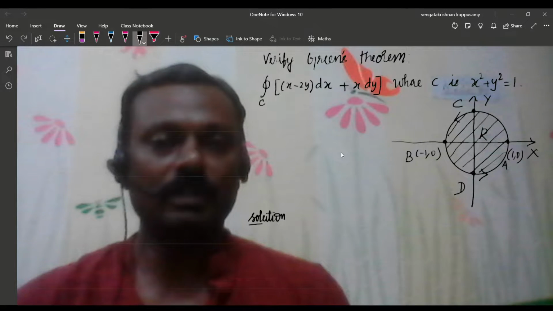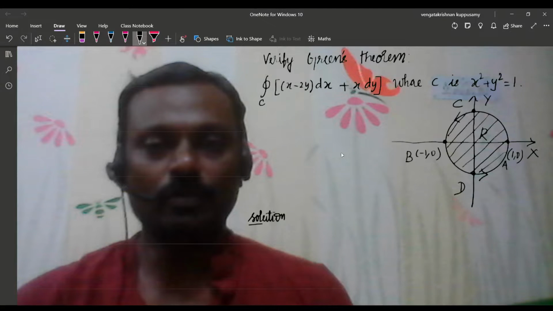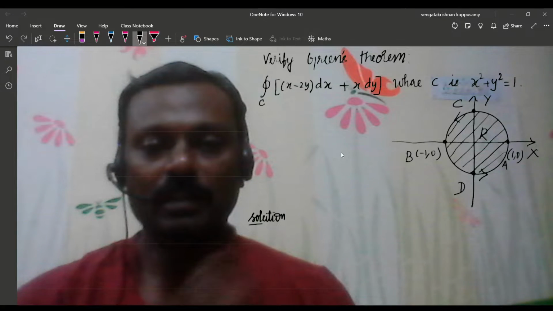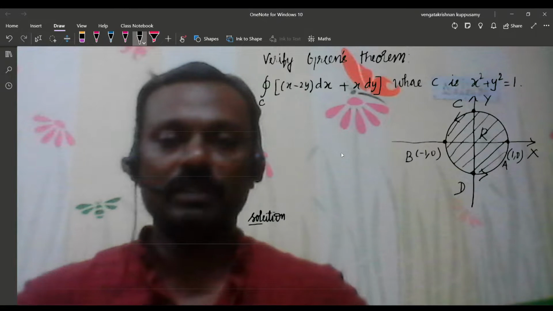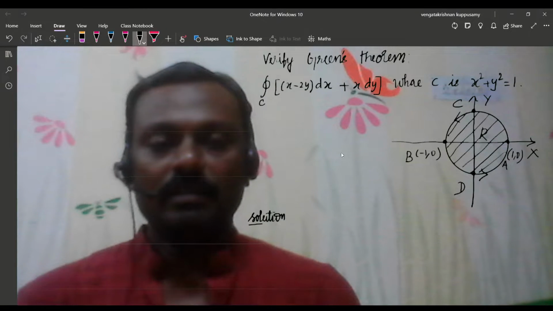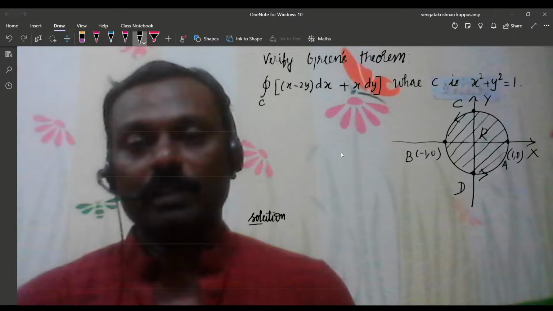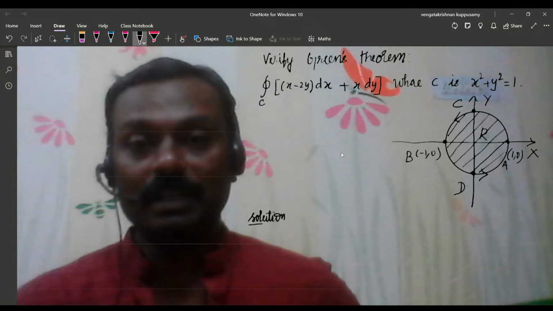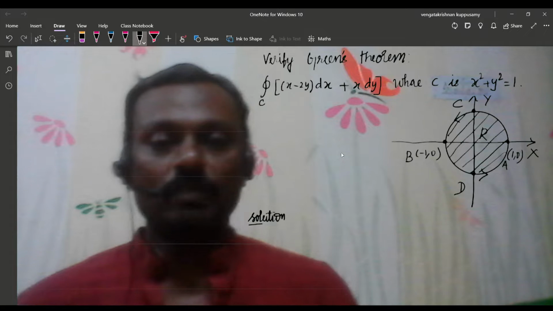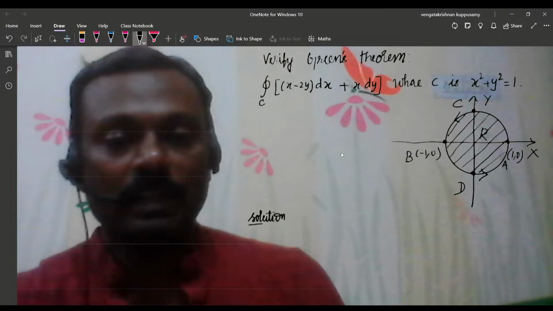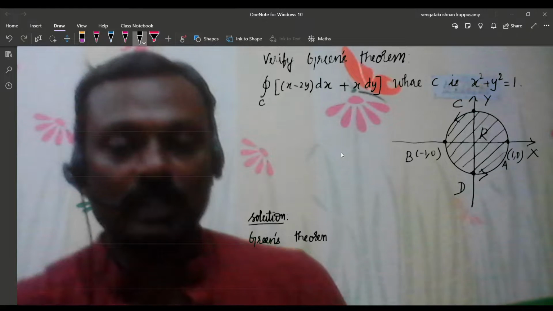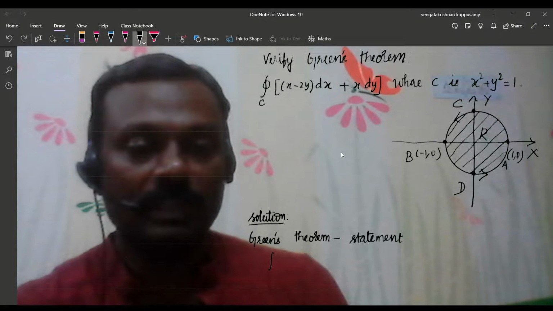Closed integral over C, (x minus 2y) dx plus x dy, where C is the boundary of the region of the circular disk x squared plus y squared equals 1. So before getting into the proof of the statement, let's write down the statement of Green's theorem.